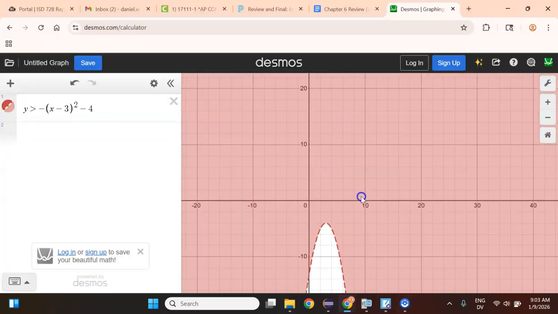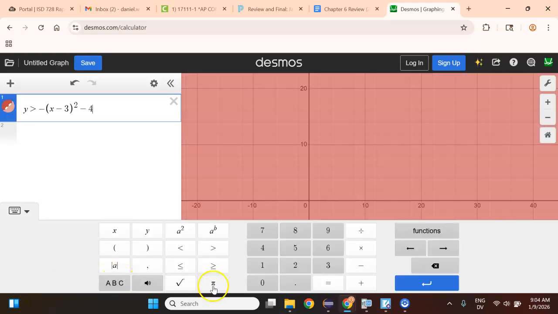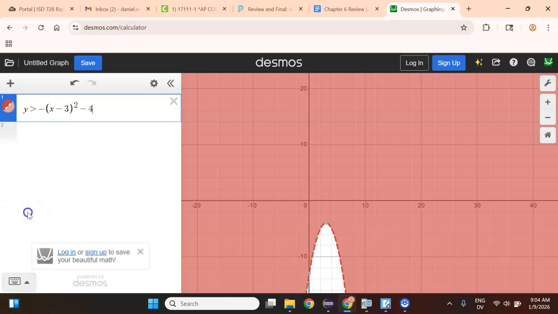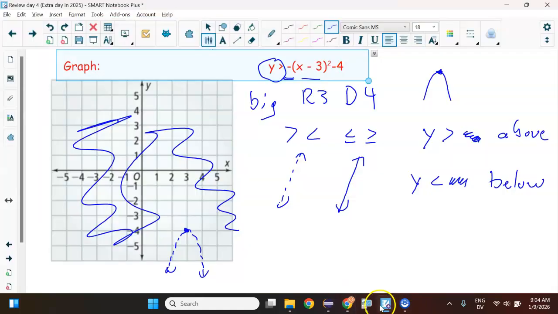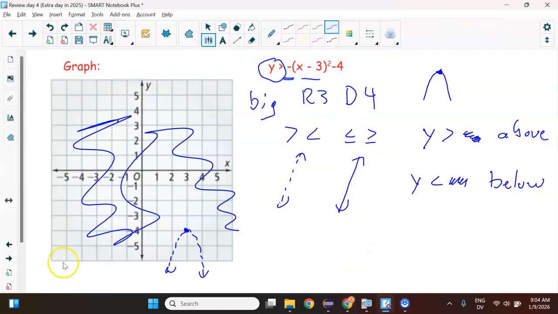So here's what it looks like in Desmos. You can see dashed and shaded above. We went right 3, down 4. And again, to get the inequality symbols, you can get them down here. It's this little keyboard in the bottom left. You click that to get it there. So I really want to stress that in any question that involves graphing, Desmos would really be your friend. All right, that's all I got.